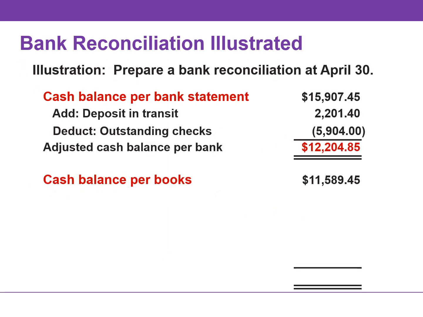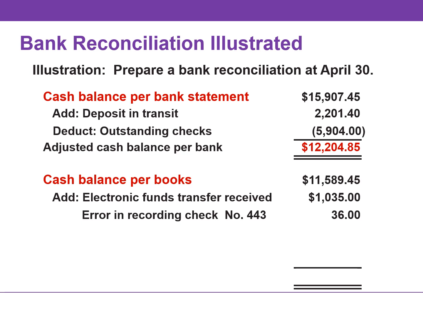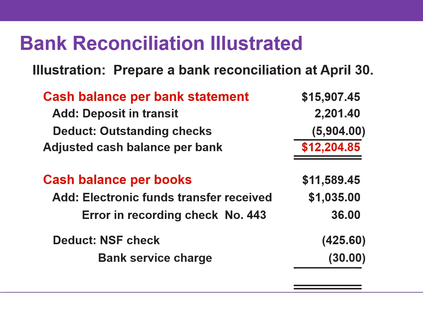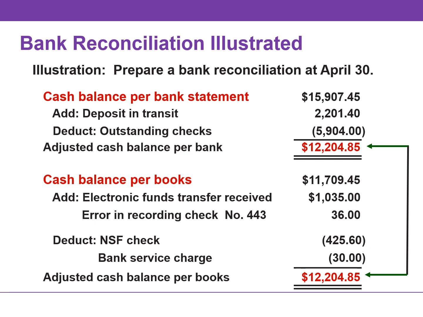The company identified the following reconciling items per books: an unrecorded electronic receipt from a customer in the amount of $1,035, as well as an error of $36. They also determined the following unrecorded charges: an NSF check in the amount of $425.60, as well as a bank service charge for $30. The adjusted cash balance per books of $12,204.85 agrees with the cash balance per bank. All items on the book side of the bank reconciliation require journal entries. If these items are not posted, the cash account will not show the correct or adjusted cash balance. No entries are made for the bank items.